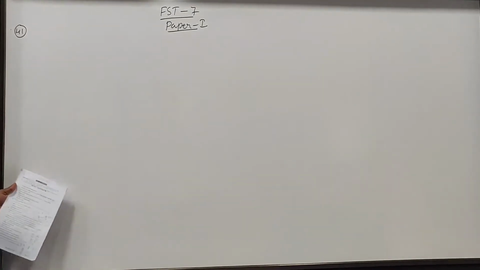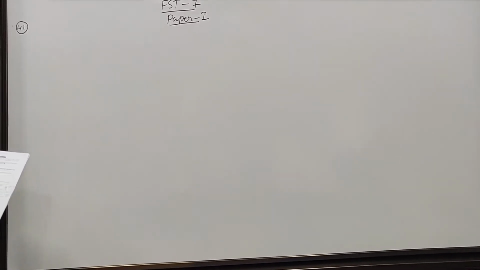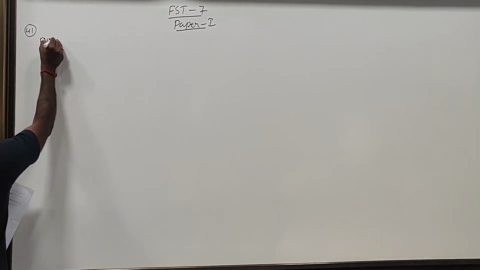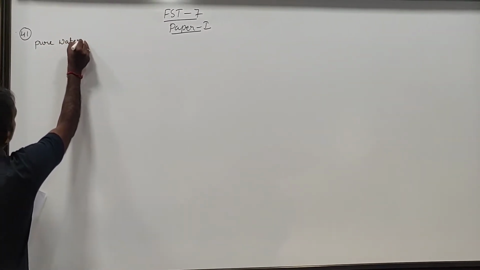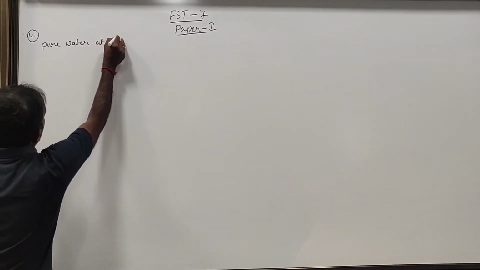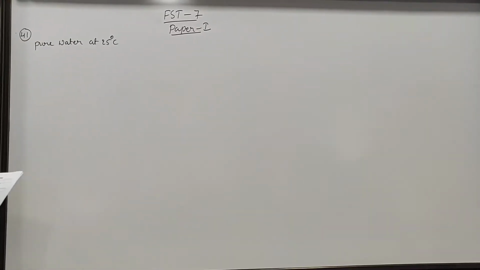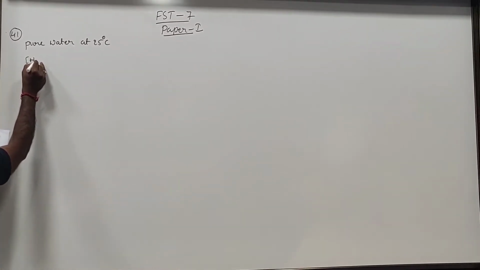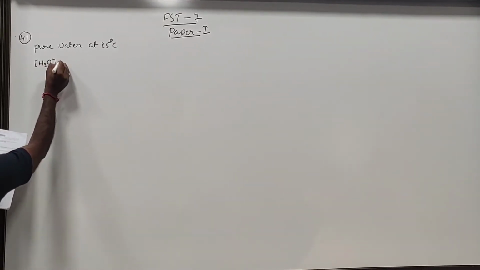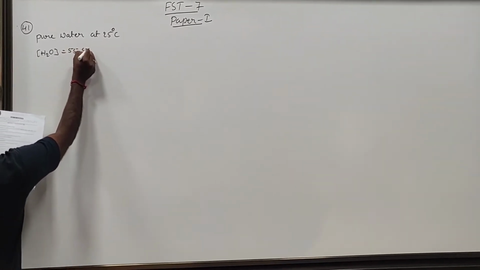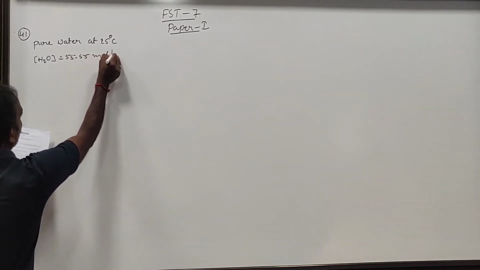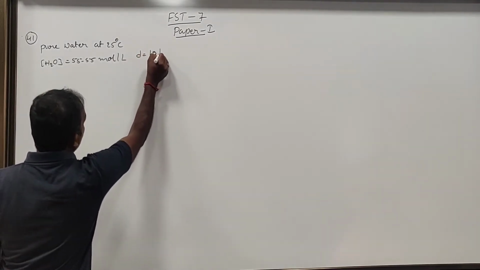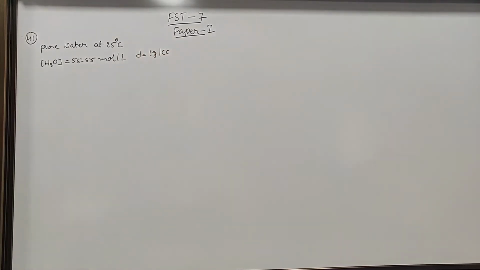In FST 7 paper 1, the question starts with question number 41. In this, for pure water at 25 degrees Celsius, concentration of H2O is equal to 55.55 mole per liter, provided density of water is equal to 1 gram per cc. Yeah, we'll see this one.